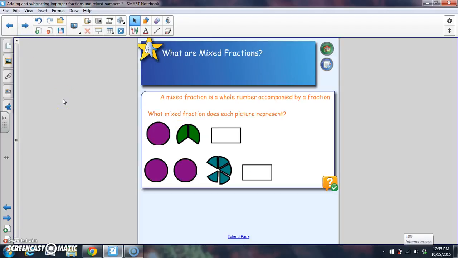So again, a mixed number is a whole number, and it includes a fraction. If we have one whole in this example, and then 2/3, this piece would be missing. Here we have one whole, 2 wholes, and 1, 2, 3, 4, 5 sixths.